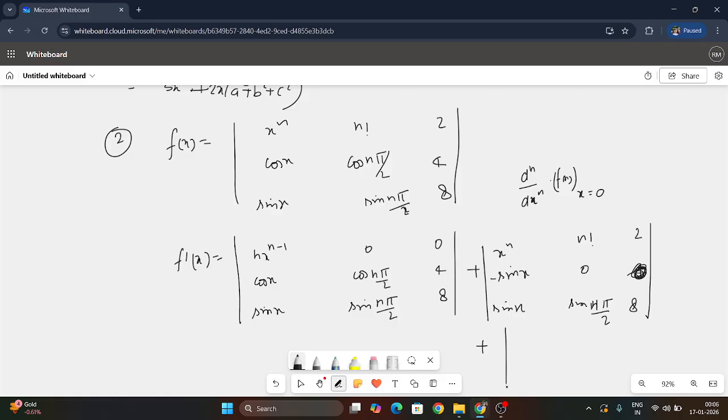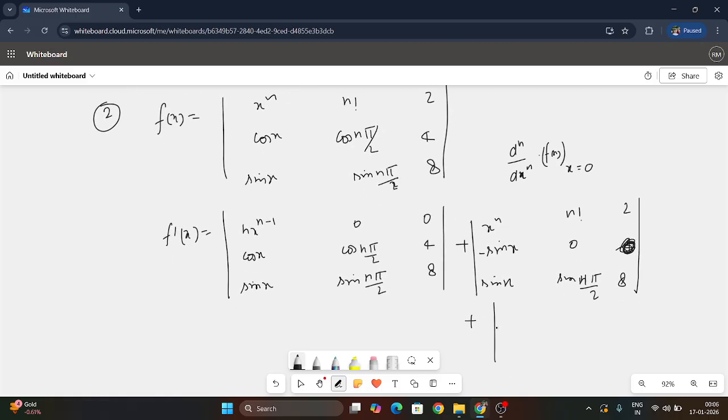Okay, plus, the third row, you can write: it is x power n, factorial 2, cos x, cos n pi by 2, and 4. It is going to be cos x, 0 and 0. Okay, so if you solve it, what will you get? You will get f dash x tends to 0. So we have to differentiate it n times basically. So if we differentiate it n times, what will we get? It is cos and sine.